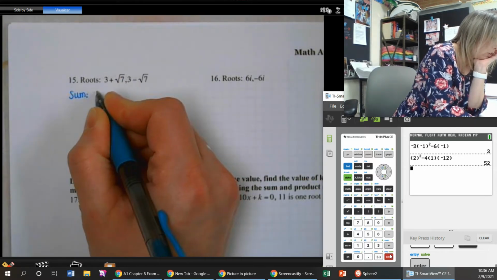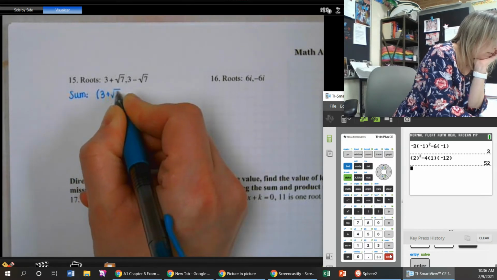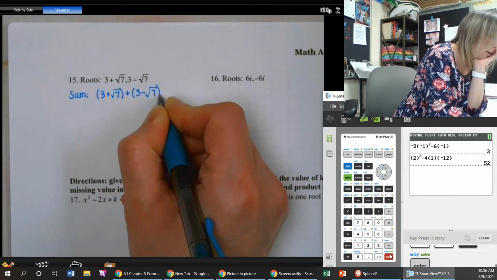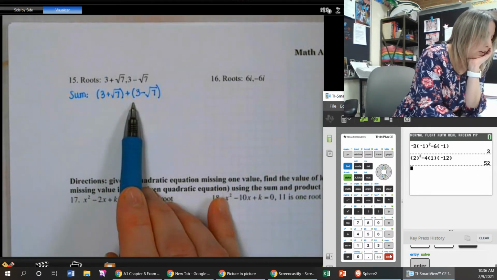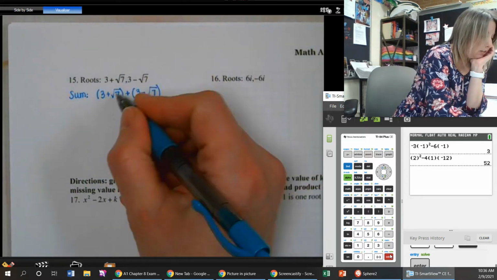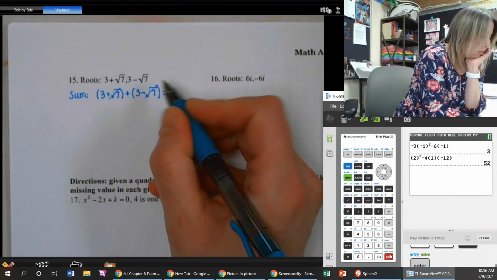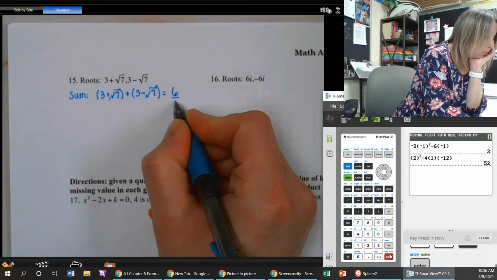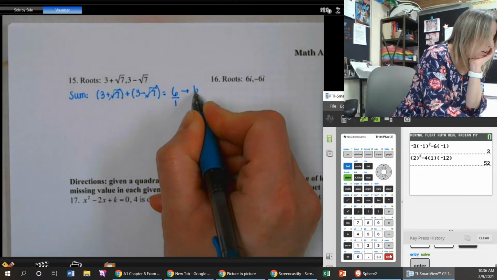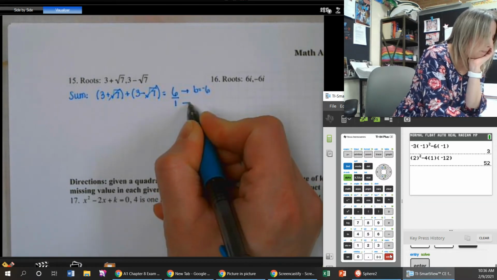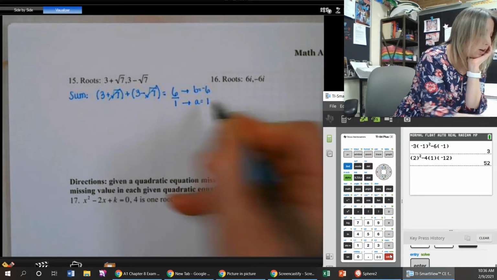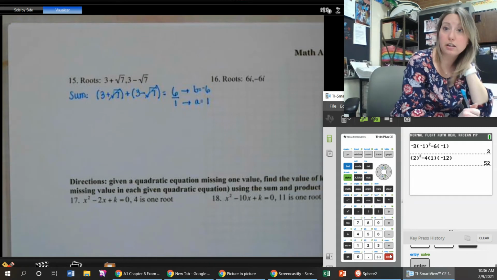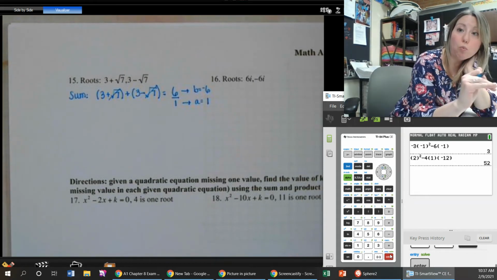Add them up. So you get 3 plus radical 7 plus 3 minus radical 7. Well, the thing about this is, think about it. The radicals are opposites of each other. They cancel out. No radical left. 3 plus 3 is 6. So you know right now that this is really a 6 over 1. So your B value is negative 6, the opposite sign. And your A value is currently 1. All right, let's see if that A value gets to stay a 1. And it will get affected if the product doesn't turn out to have a 1 in the denominator.